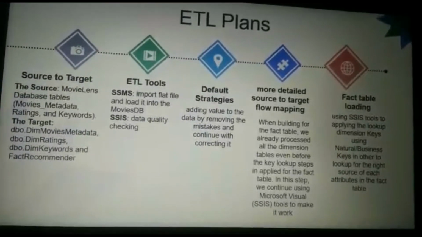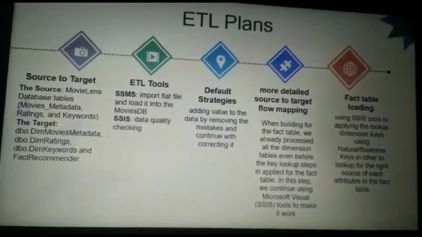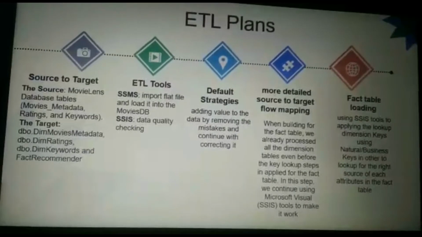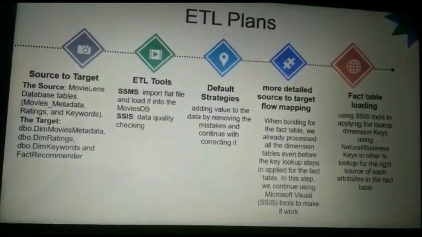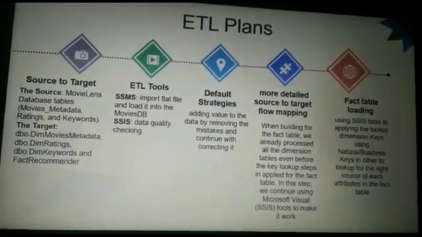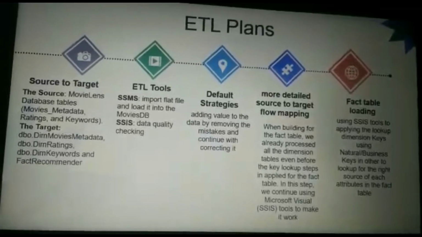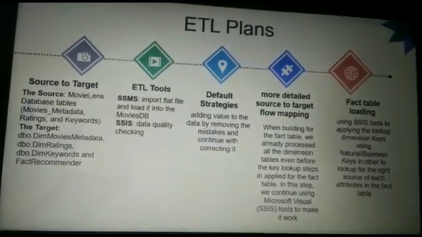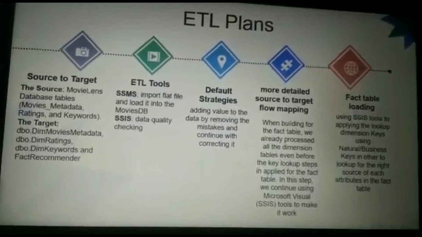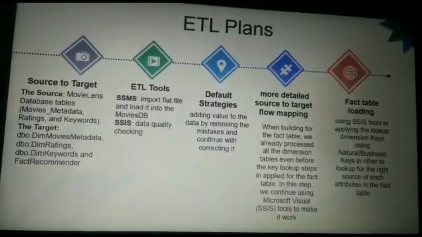In these plans, we add value to the data by removing the mistakes and correcting them. For example, the mistake we found in the source table is about the names of the attributes, which are not really suitable for the attributes. Next is the more detailed source to target flow mapping.